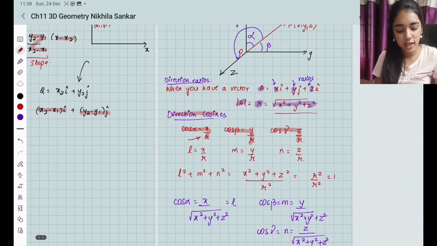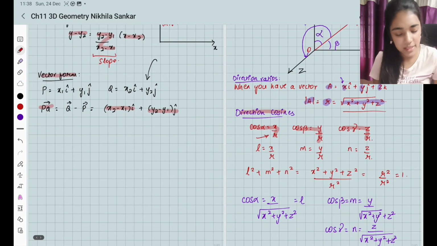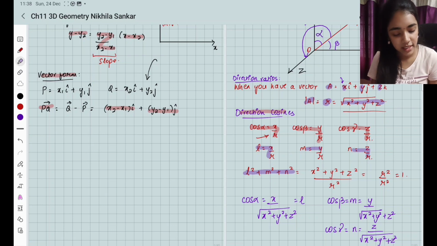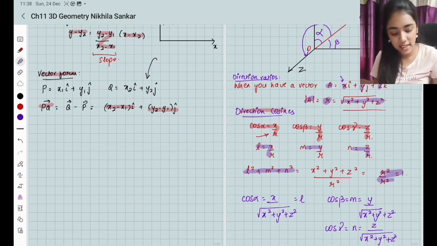இப்போ இன்னொரு relation என்ன தெரியும்? l square plus m square plus n square, which is going to be cos square alpha plus cos square beta plus cos square gamma. கரெக்டா? இந்த relation என்ன தெரியும்? When you combine all this, l, m, n, இந்த termல combine பண்ணா, so your r square by r square gives you 1. Okay, so இதே தான் நான் இந்த termலயும் எழுதிருக்கேன்.